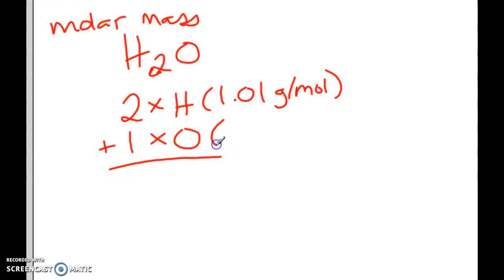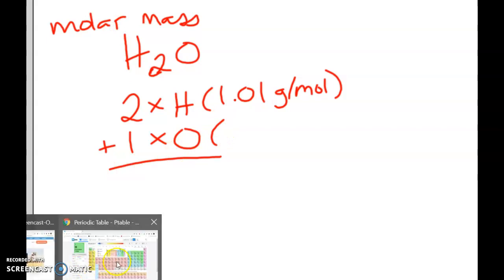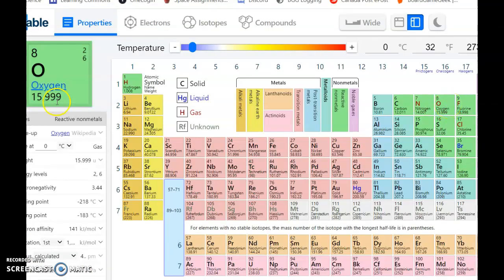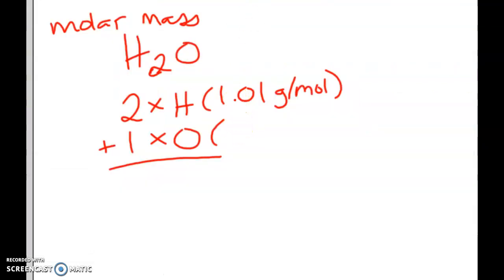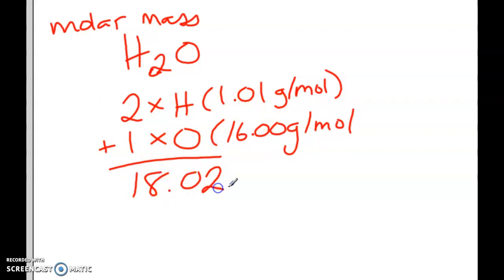And then for oxygen, we're going to have 1 oxygen. Oxygen's molar mass would round to 16.00, so over here we would have 16.00 grams per mole. And then we're going to work this through. You're going to have 2 times 1.01 plus 1 times 16. So we get 18.02 grams per mole.